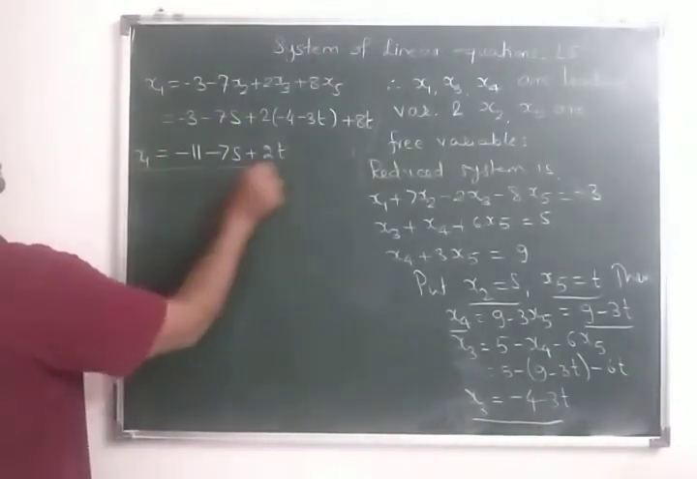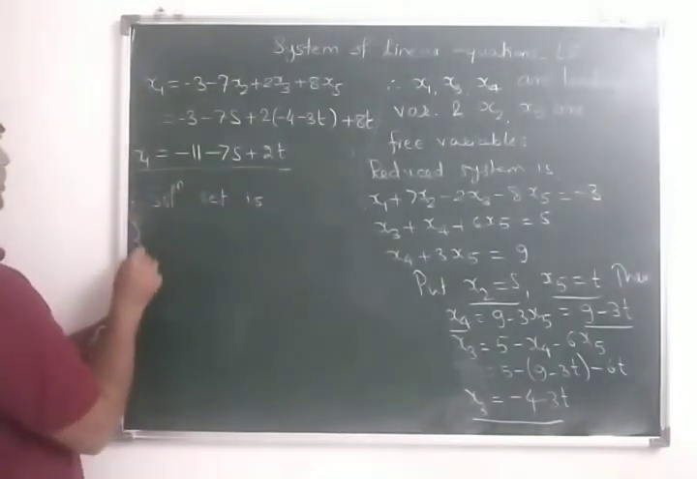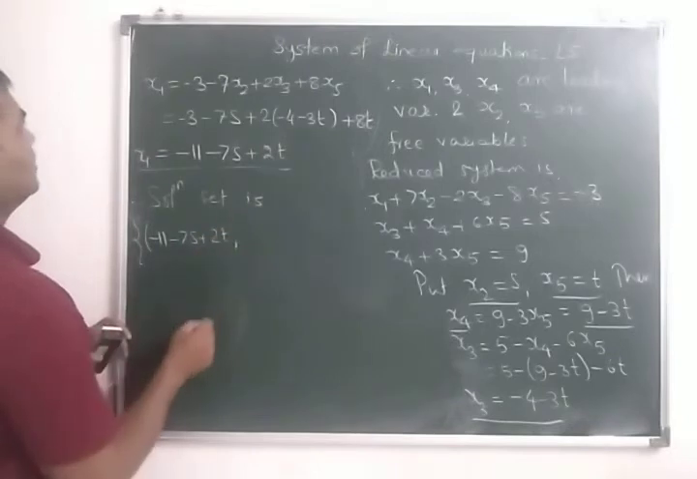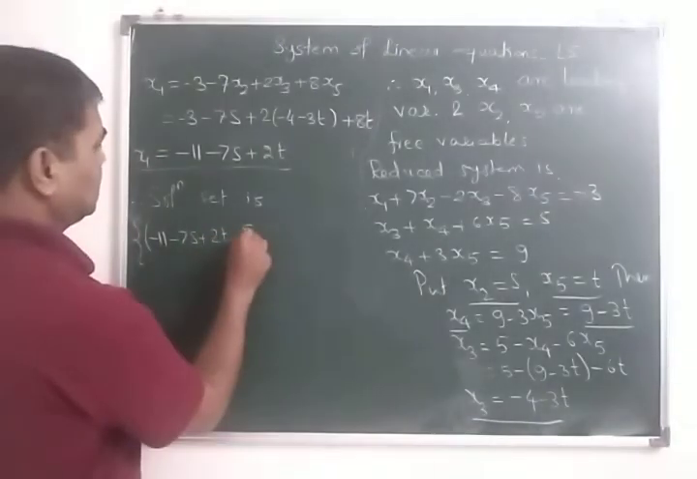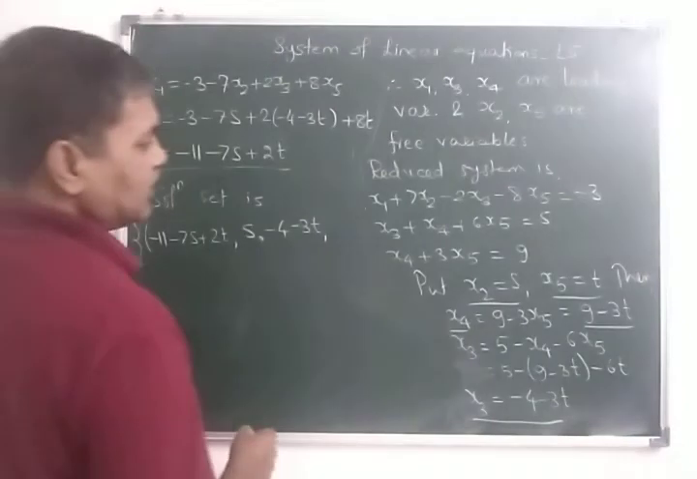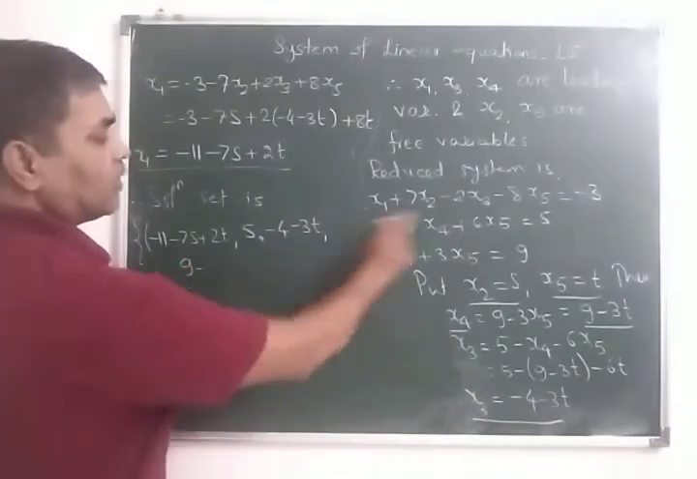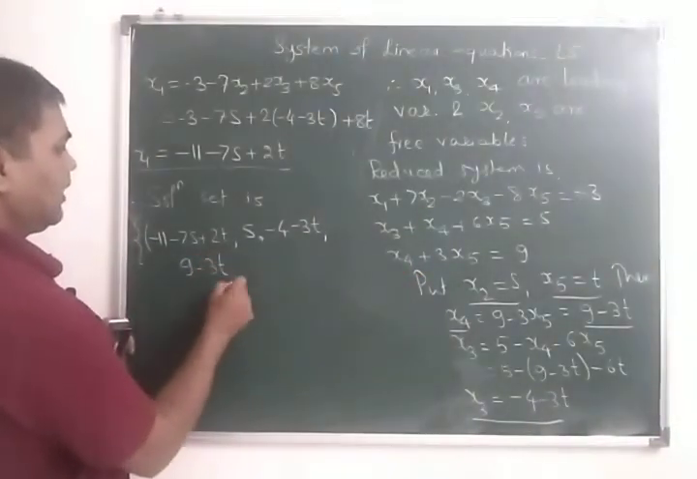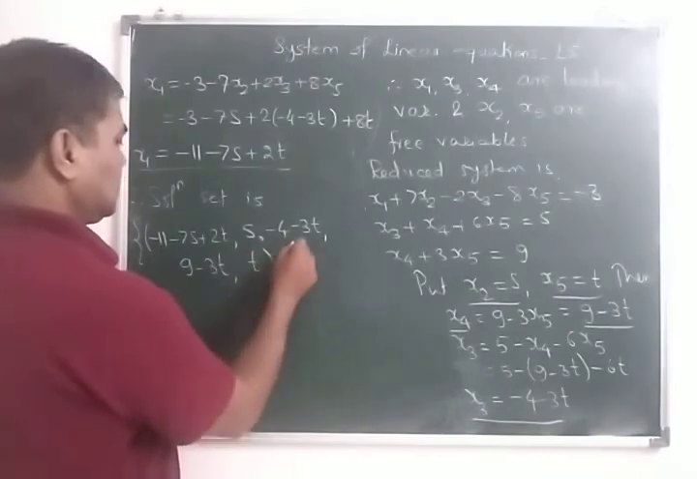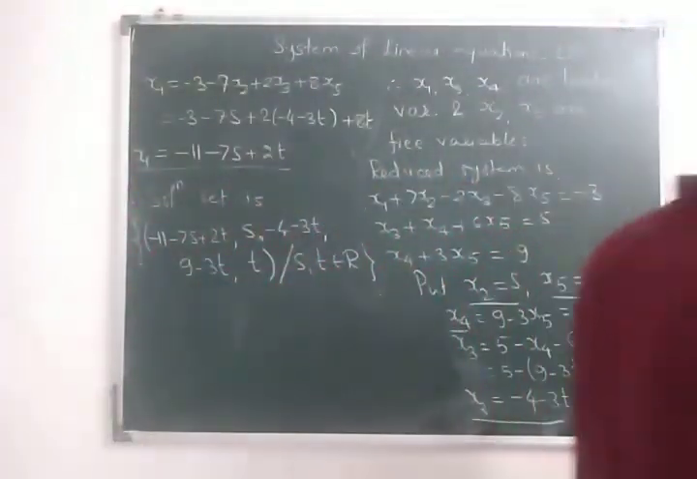So this is my x1, and therefore the solution set is: x1 is minus 11 minus 7s plus 2t, x2 is s, x3 is minus 4 minus 3t, then x4 is 9 minus 3t, and x5 is equal to t, such that s, t belong to R. This is your solution set.